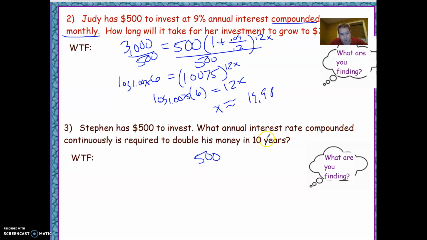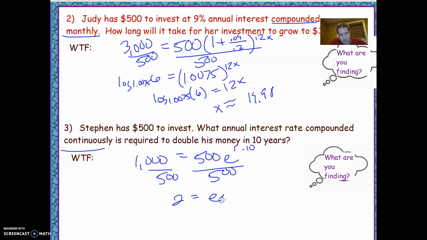Stephen has $500 to invest. What annual interest rate, compounded continuously, is required to double his money? So it's doubling his money. Compounded continuously, so that's PERT, P times e to the rate times time. We don't know the rate, but we do know the time. So what would the interest rate have to be? Let's figure that out. Divide both sides by 500, so that gives me 2 equals e to the 10r power.